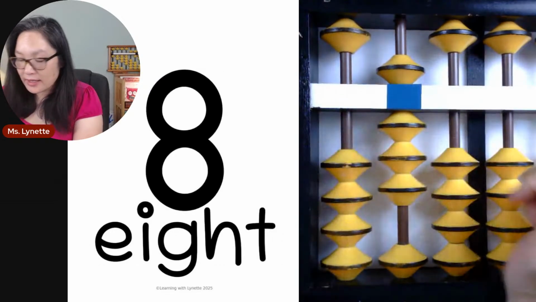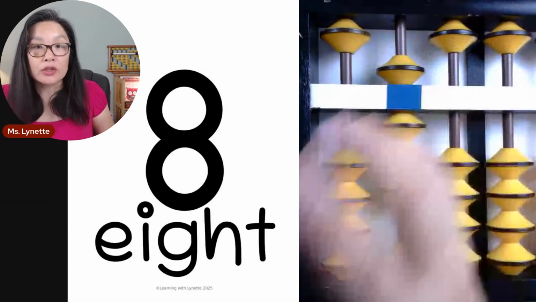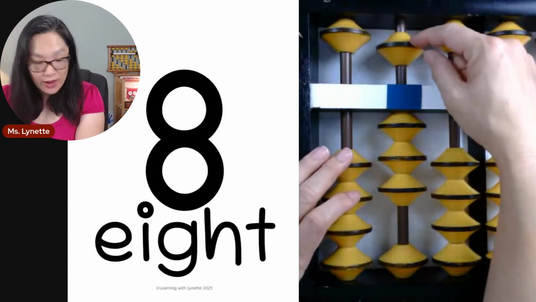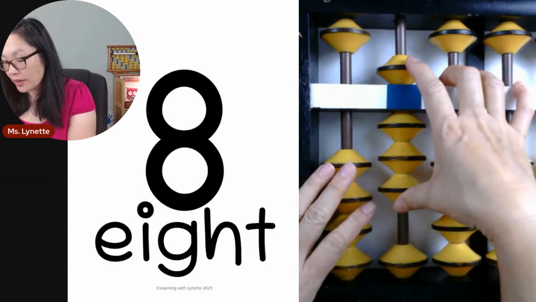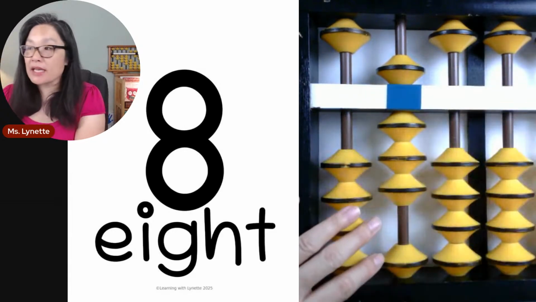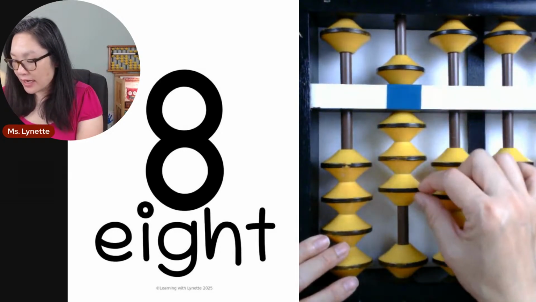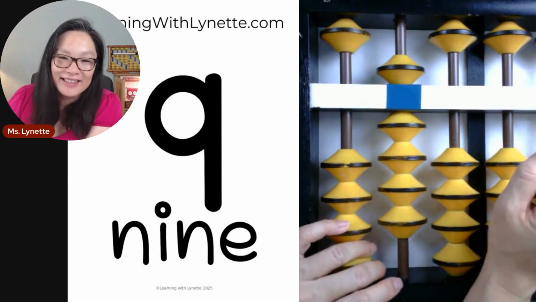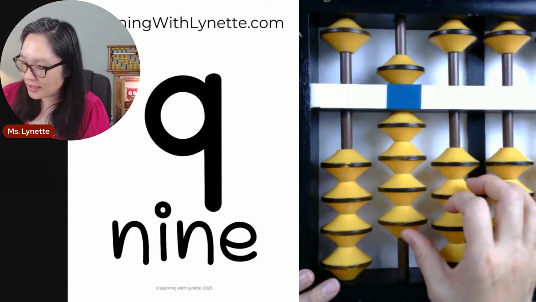So we continue on, and then we go to 8. How do I know? 5, 6, 7, 8. When we count it, we have 5, and then 3. So the kids will also know that when you take away 5, we get 3. When you add 5, you get 8. So it's a little bit about seeing the patterns on the abacus. And so we have 5, 6, 7, 8. And then we have 9. So this is what 9 looks like. 5, 6, 7, 8, 9.